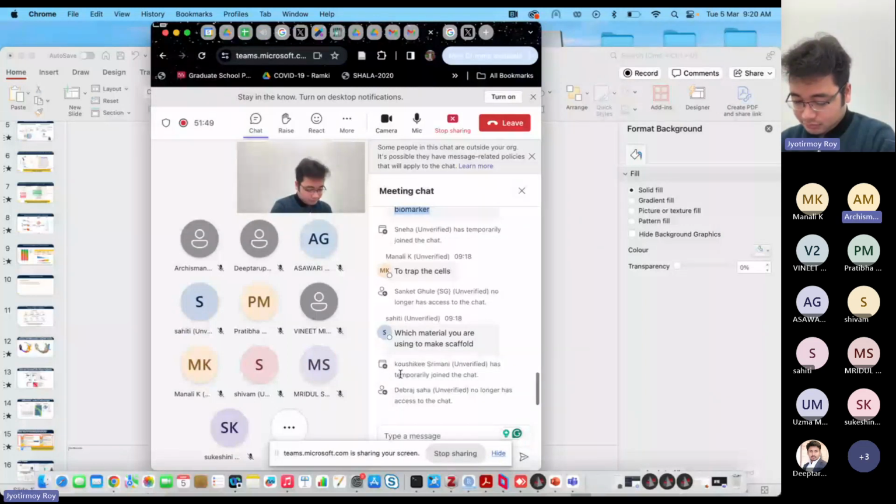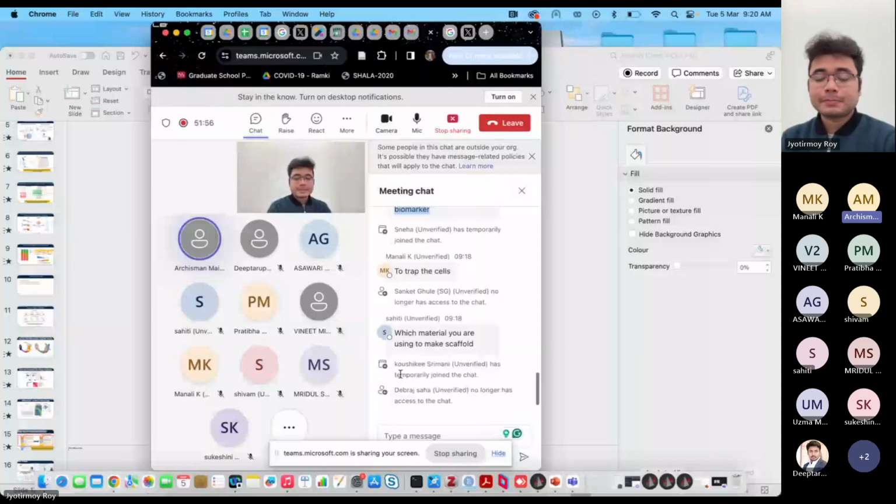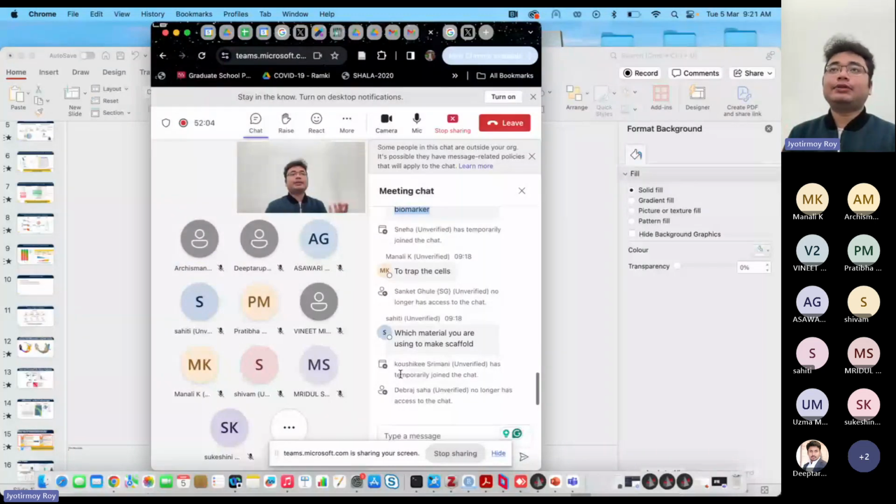The next question, which is in the chat, is which material you are using to make the scaffold. As I told you, it's polycaprolactone, so PCL. Basically, we start with a PCL salt dispersion. We first make the PCL scaffold structure, which is around 5 millimeters in diameter.